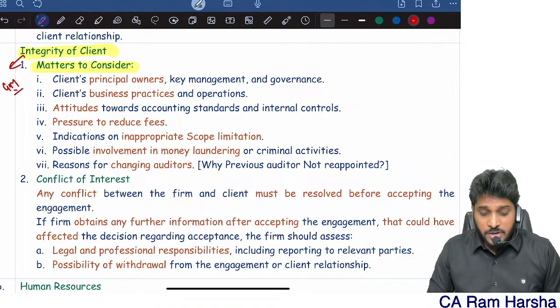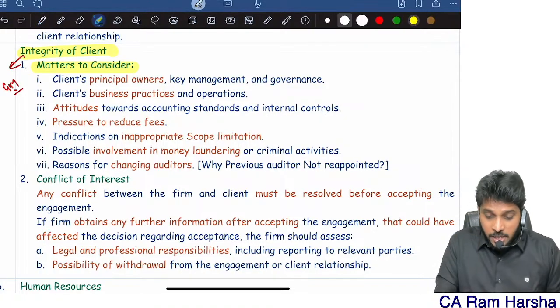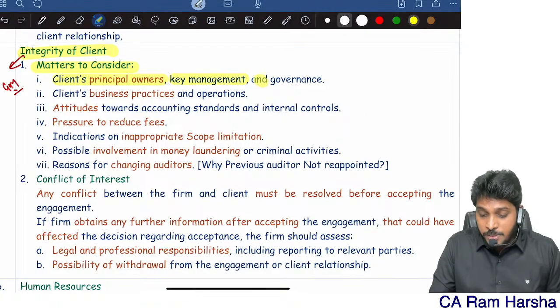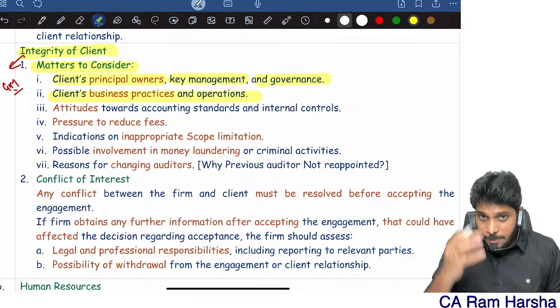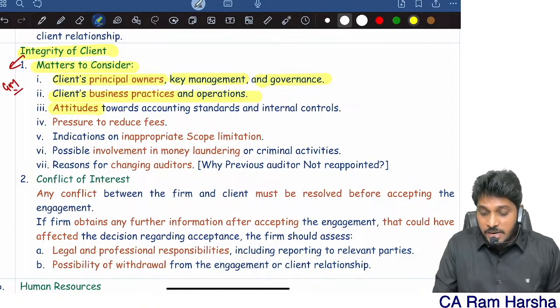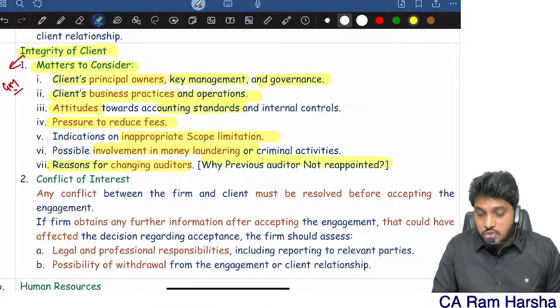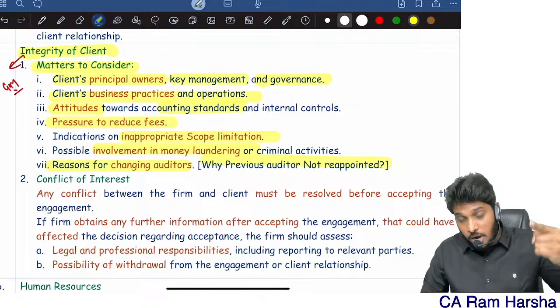Integrity matters to be considered include the integrity of the client's principal owners, key management, top management, and those charged with governance; client business practices and operations; the attitude of the client towards accounting standards; pressures on the firm to reduce the fee; any scope limitation; involvement in money laundering activities; why they are changing the auditor; and why the previous auditor is not reappointed. These are all points you should consider.